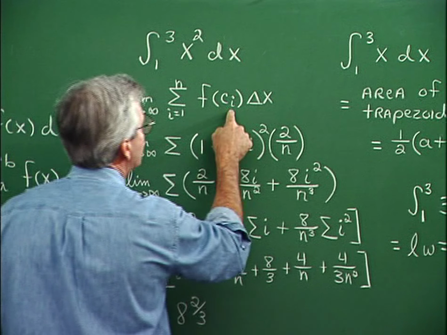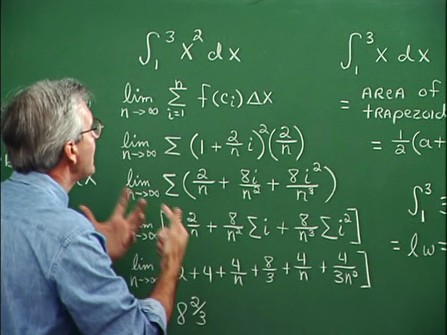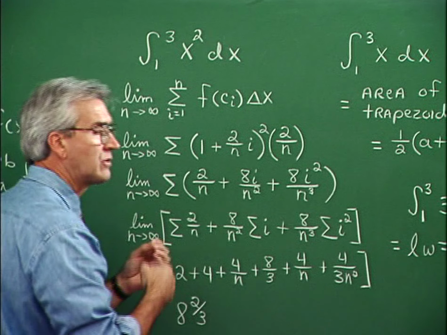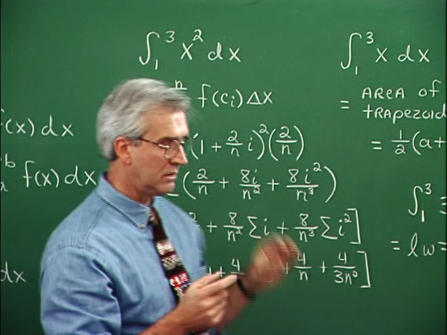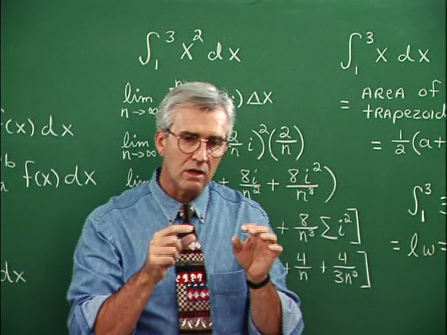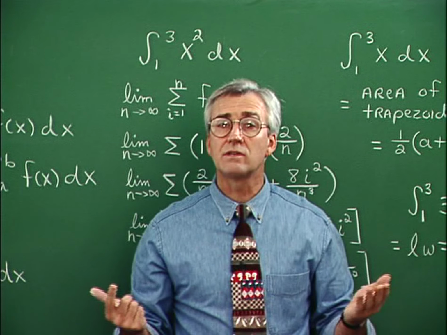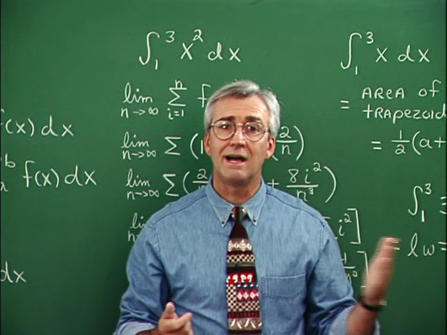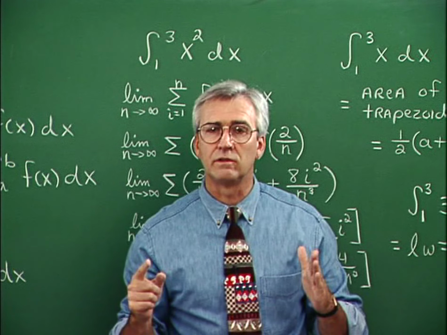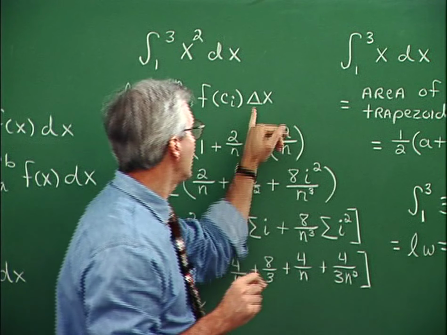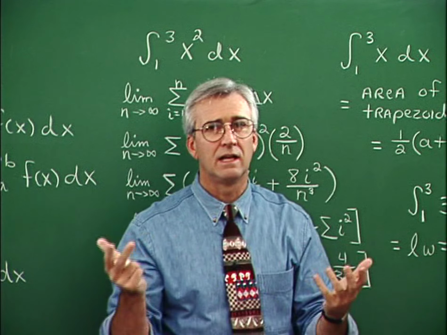Now, f of c sub i, we have to establish c sub i. Once we do this a few times, it's going to become rather routine. But remember, the c sub i, a horizontal distance that falls within the ith interval, can be easily calculated by taking the left endpoint of our overall interval and adding the value of delta x, and then attaching a counting mechanism to it. That's all there is to it.